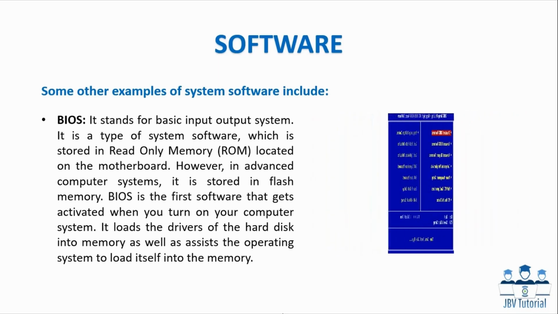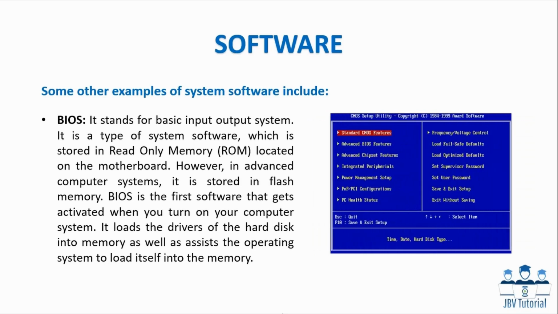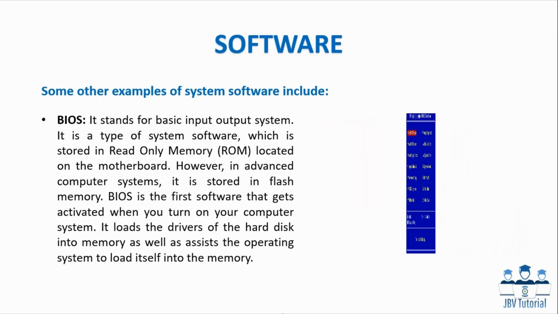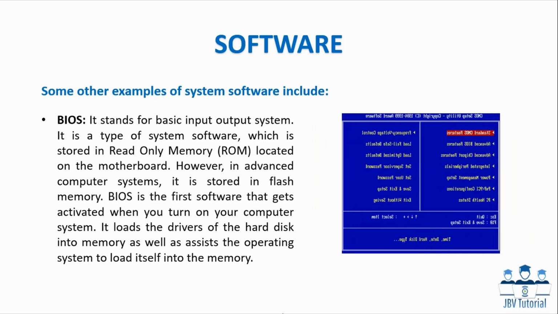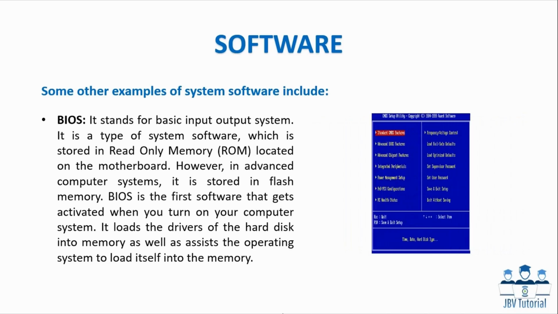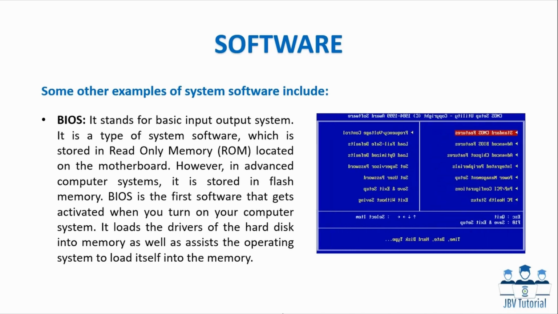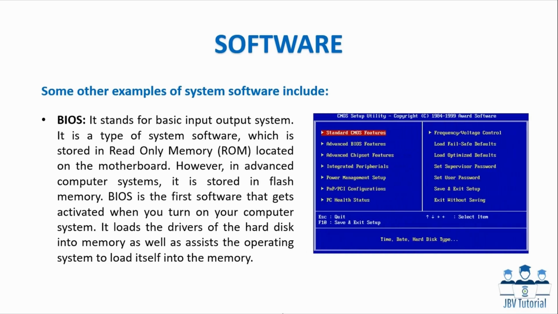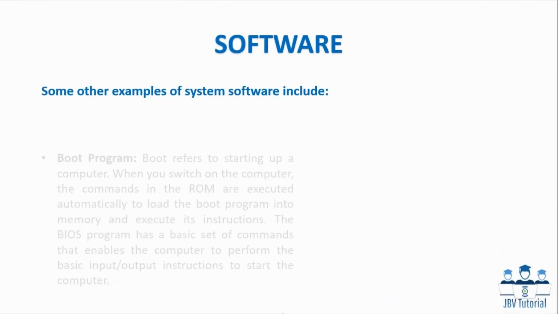Some other examples of system software include BIOS. It stands for Basic Input-Output System. It is a type of system software which is stored in read-only memory, ROM, located on the motherboard. However, in advanced computer systems, it is stored in flash memory. BIOS is the first software that gets activated when you turn on your computer system. It loads the drivers of the hard disk into memory, as well as assists the operating system to load itself into the memory.